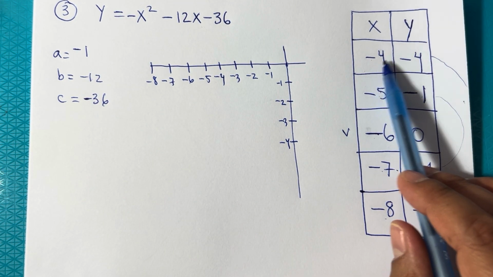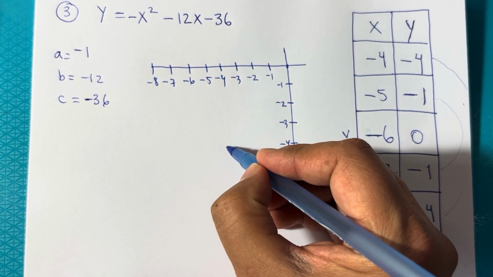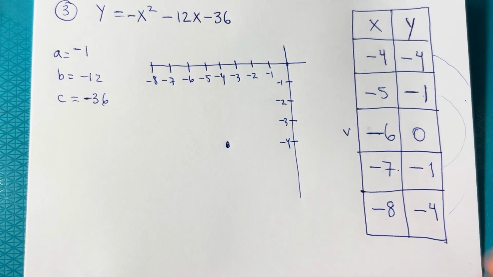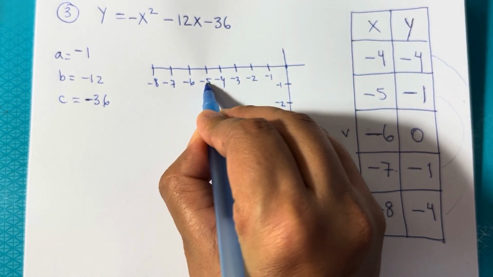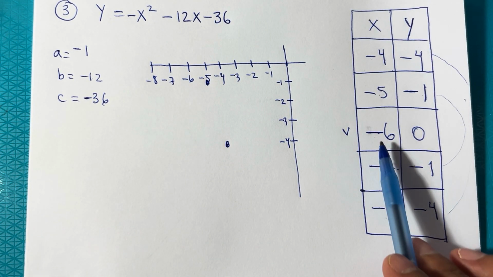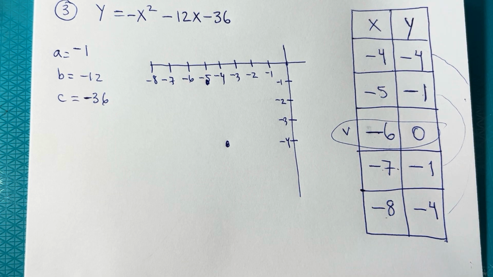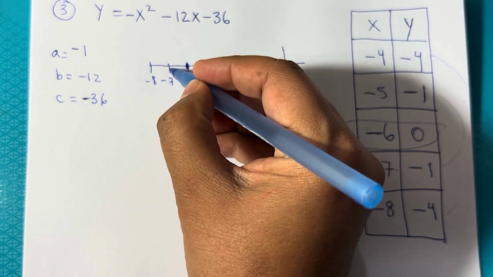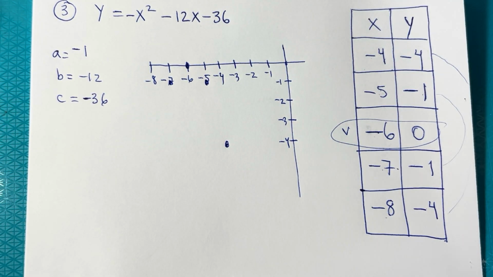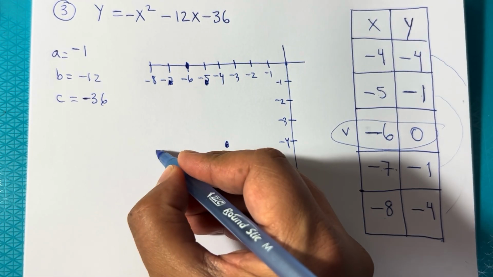The first point is negative 4, negative 4. So negative 4, negative 4. Oops. Negative 5, negative 1. Negative 5, negative 1, somewhere around there. Negative 6, 0, which is our vertex. That's from where we open our two little hands, okay? So negative 6, 0. Negative 7, negative 1. Negative 7, negative 1 is right there. And negative 8, negative 4, negative 8, negative 4 is right there.